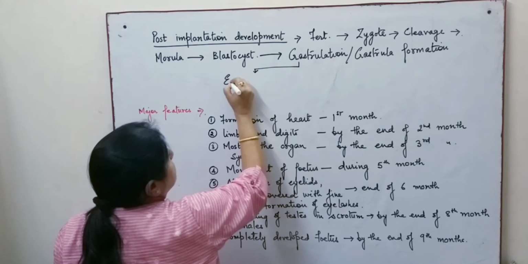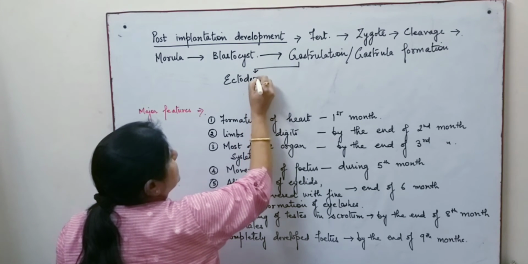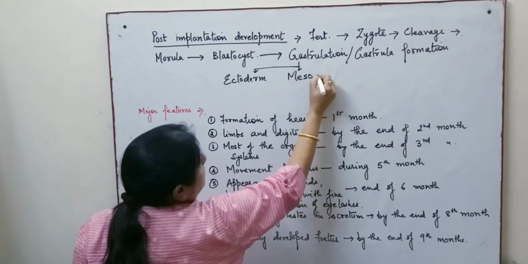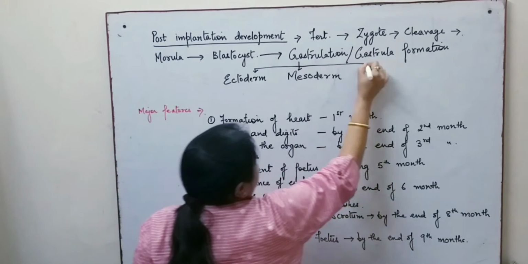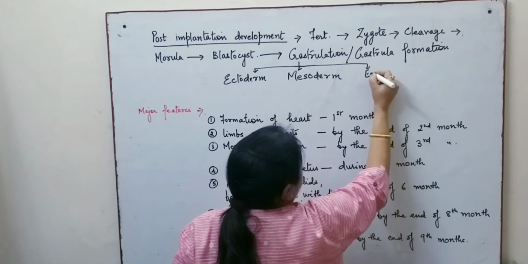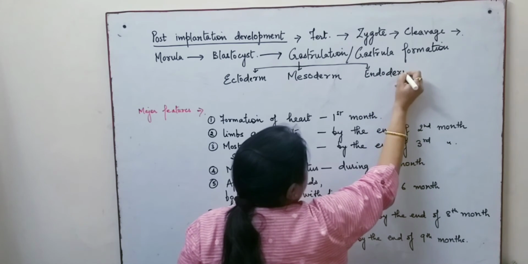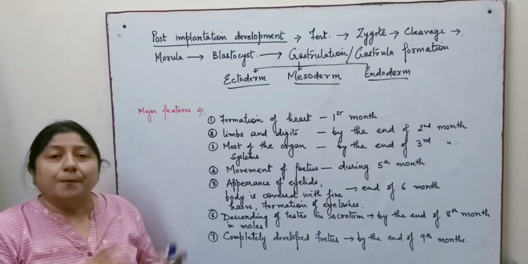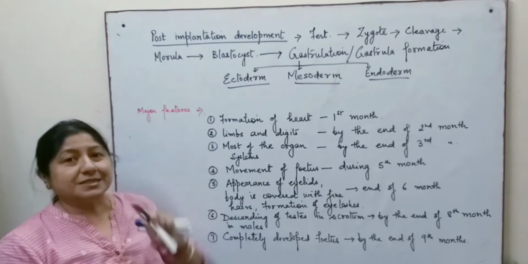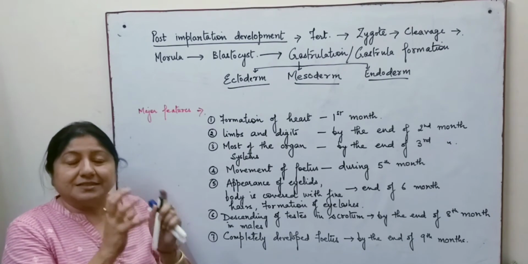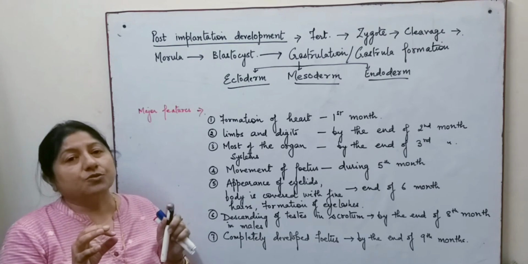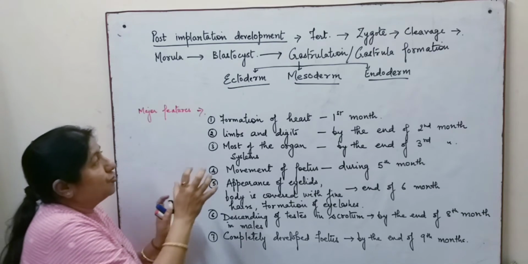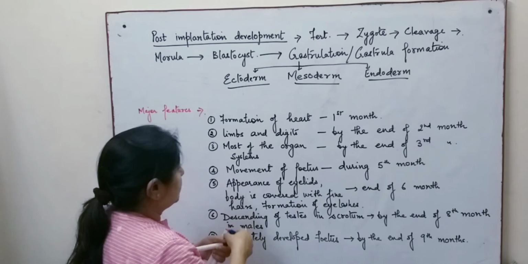The outer layer is ectoderm. These are the three germ layers we'll be talking about. This middle one is the mesoderm, and the inside one is endoderm. So these three layers are being formed by the cells of the inner cell mass of the blastocyst. These cells will move, and that is what is known as morphogenetic movement.